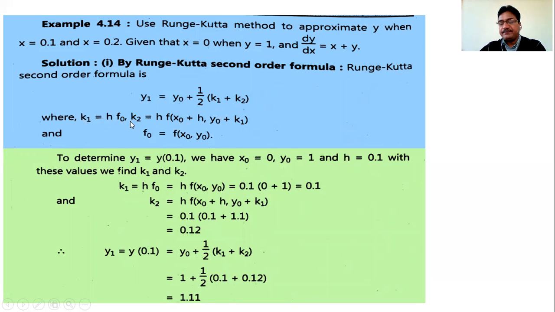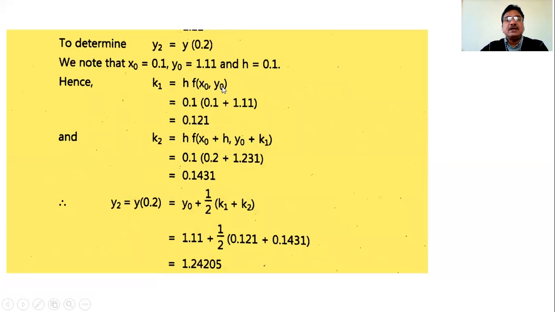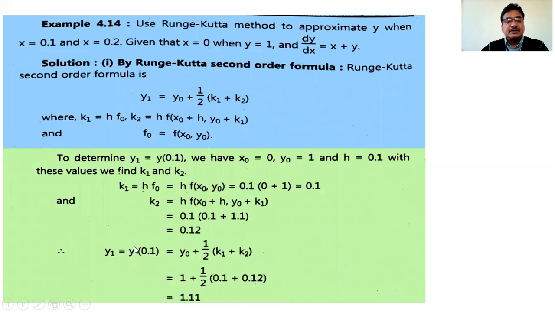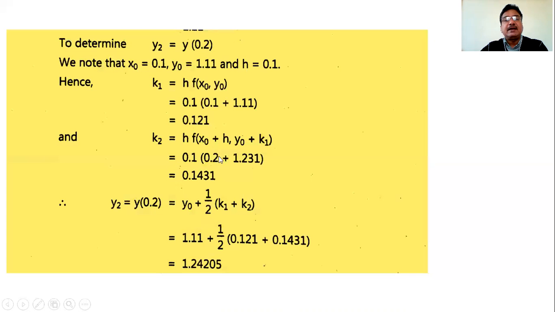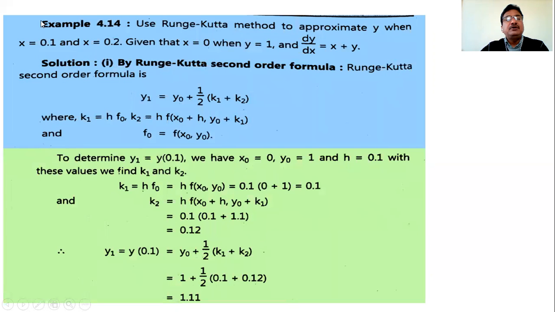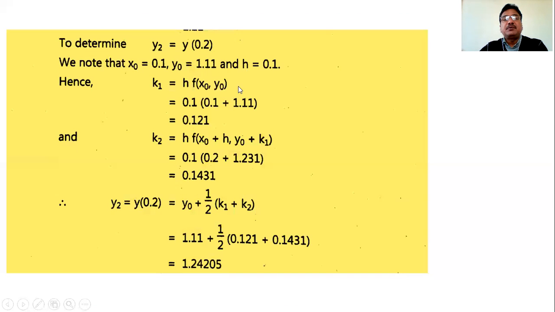And what is K1? K1 is h f x naught y naught. But what are x naught and y naught? Consider this y at 0.1, 1.11, as the initial condition. That is, x naught is 0.1 and y naught is 1.11. And then h is 0.1, because the value at 0.1 is given, and we have to find the value at 0.2, so h is 0.1 again.